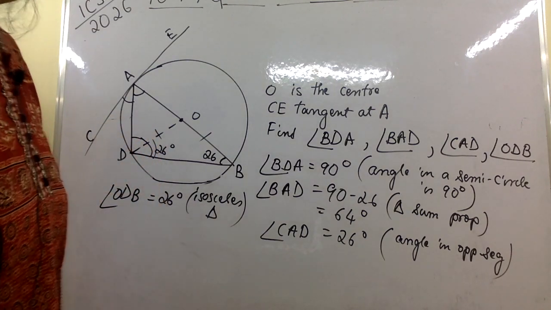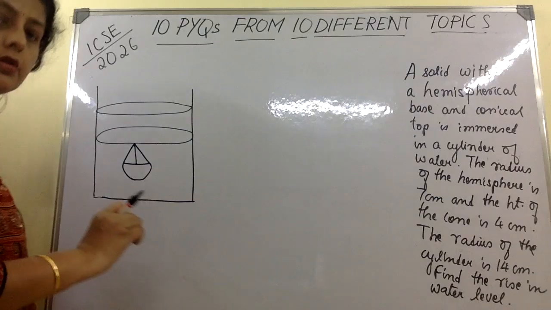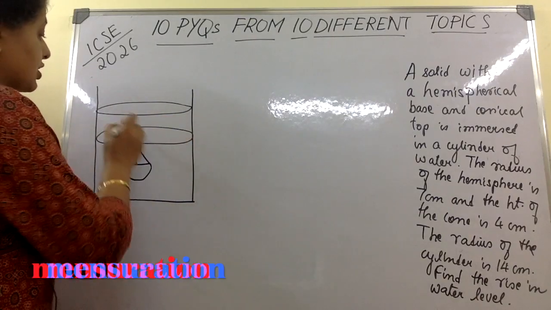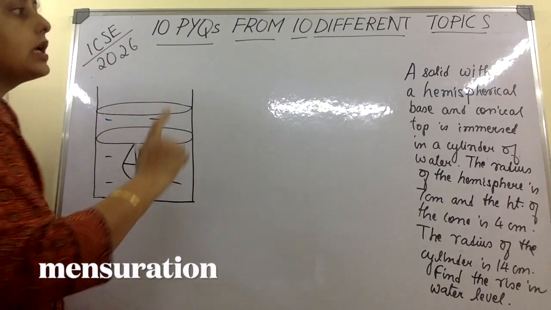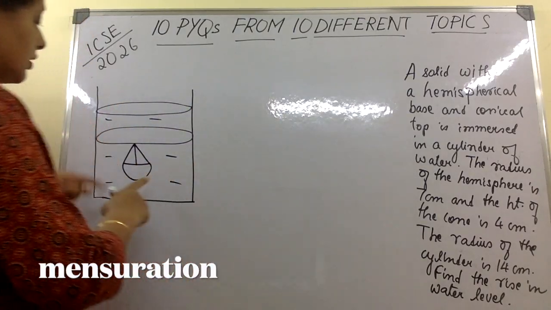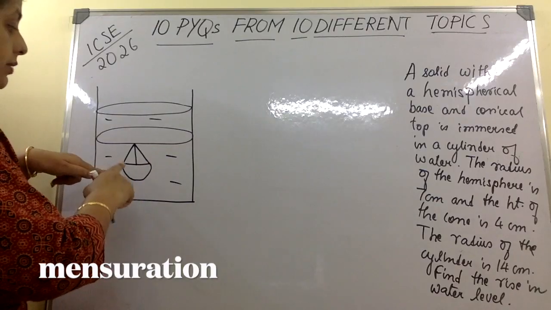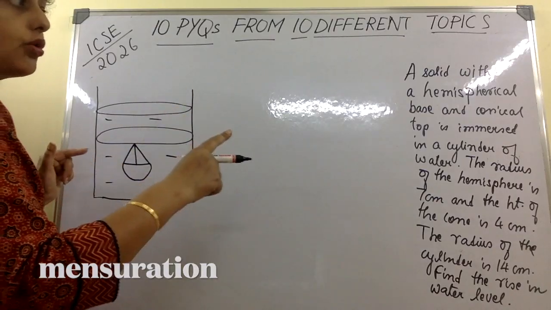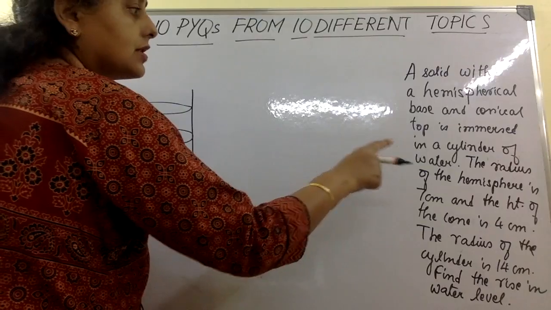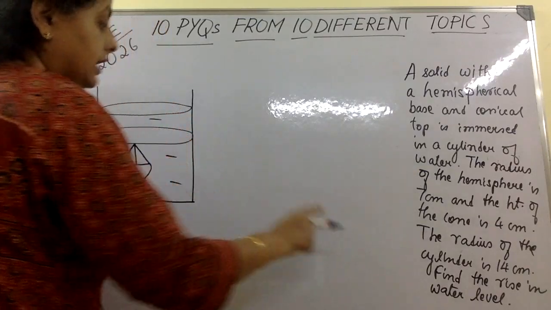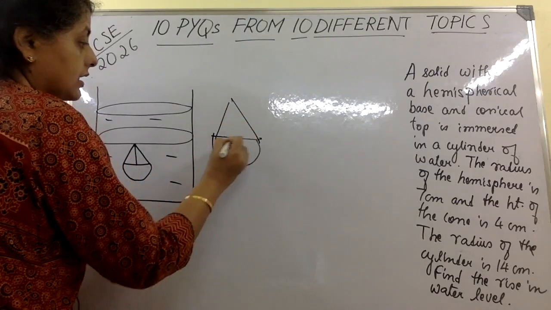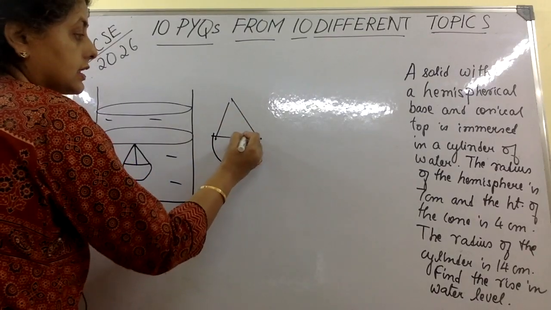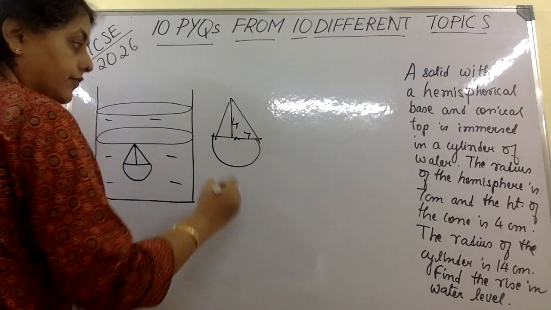Let's do the next. This is our next question, which, as you can see, is a question from mensuration. A solid with a hemispherical base. This is the solid whose base is a hemisphere and the top is conical, immersed in a cylinder of water. The radius of this hemisphere has been given as 7 and the height of the cone is 4.